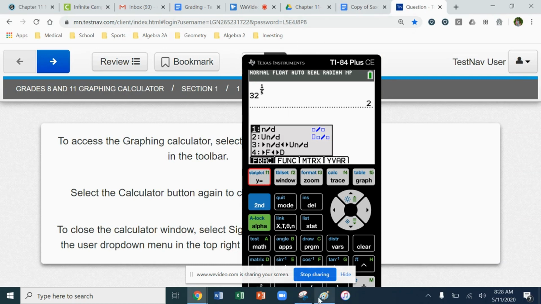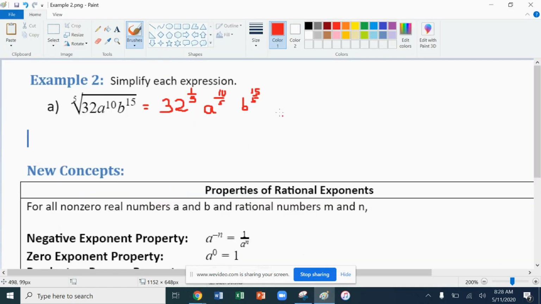All right, heading back to our problem. So 32 to the 1/5 is going to be 2. A to the 10/5 is a to the 2nd power, because I'm just taking 10 divided by 5, which is 2, and then 15/5 is 3. And there we have it.